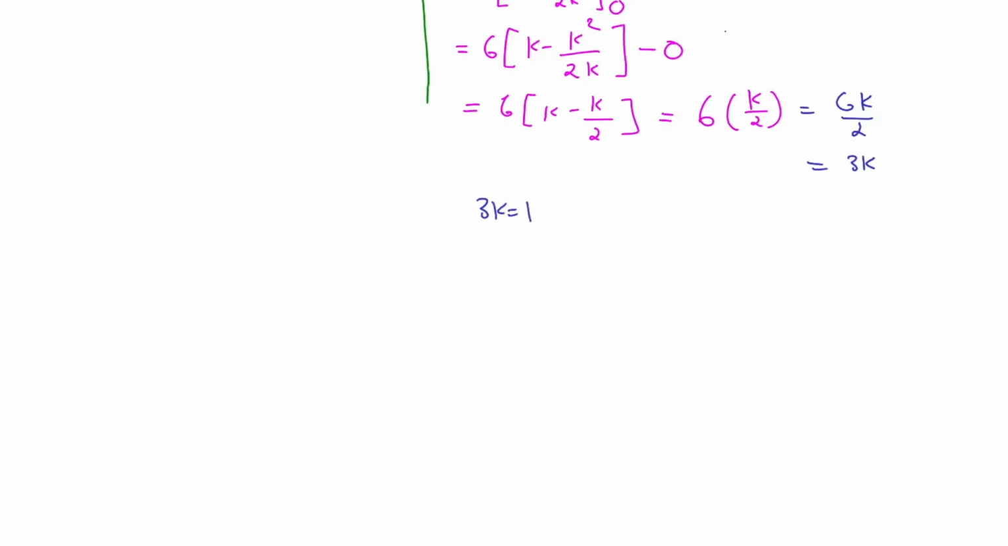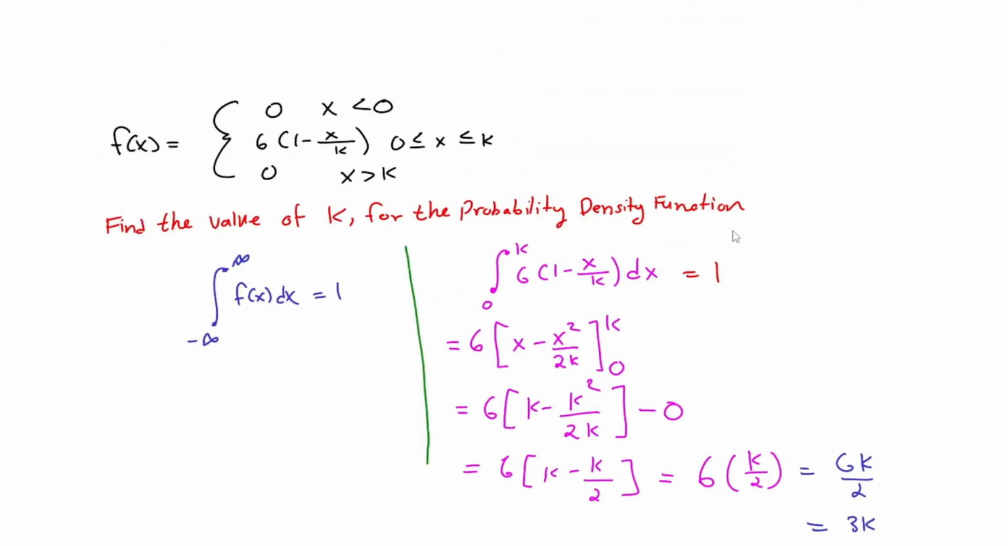Now from this, we know that 3k must be equal to 1, and so therefore k must be equal to 1 over 3. So that's how you can solve for k from our probability density function.